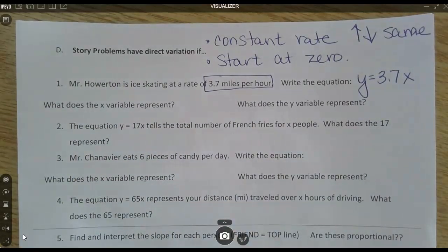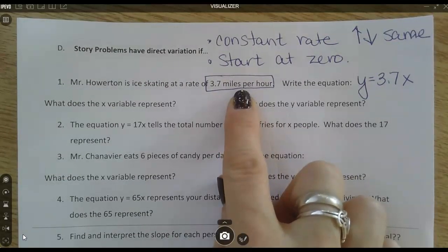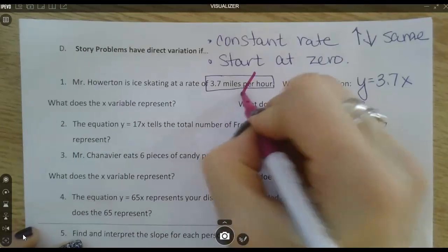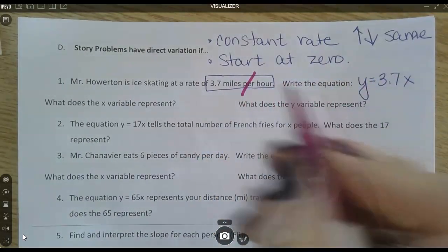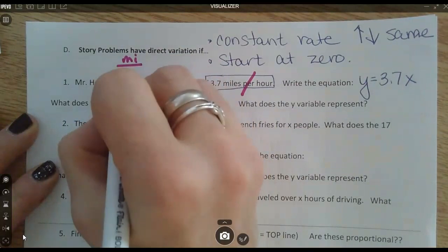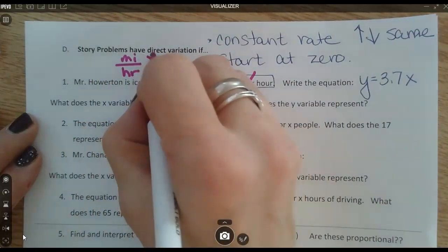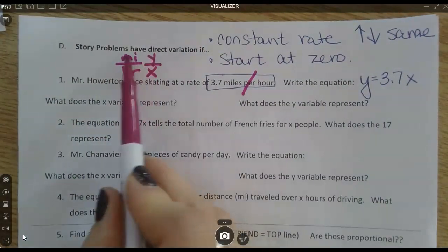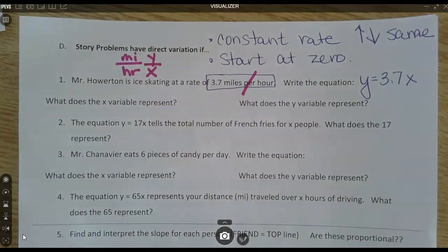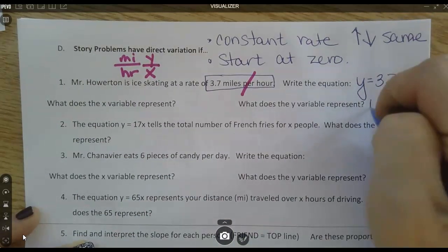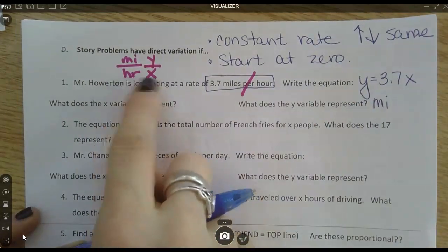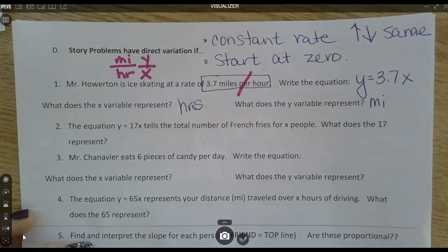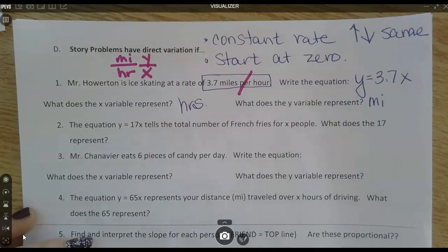Well, I want to go back to this where they labeled the rate, miles per hour. And we know miles divided by hours, miles per hour, means miles over hours. And we also know that the rate is found by y over x. So whatever's on the top, y is on the top, so y is miles. And x is on the bottom, so x is hours. This also goes back to dependent and independent variables that we learned in Chapter 3.